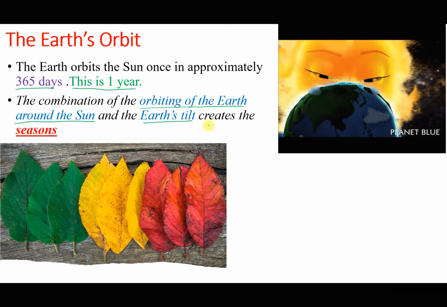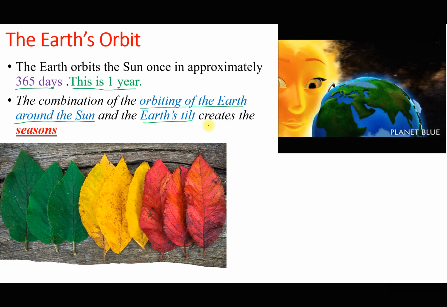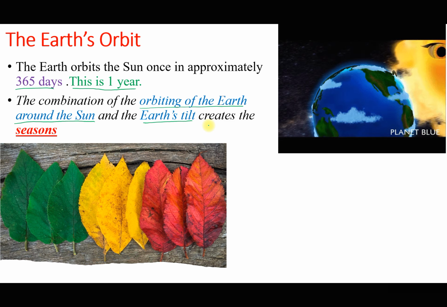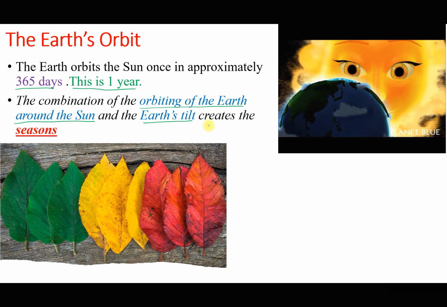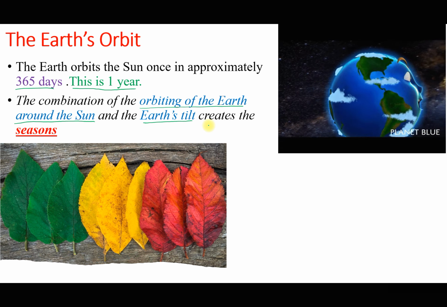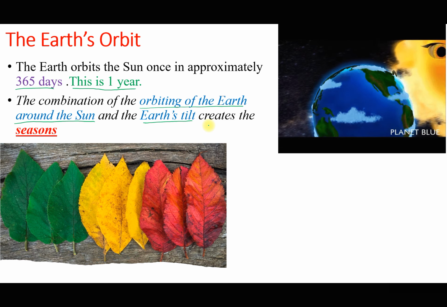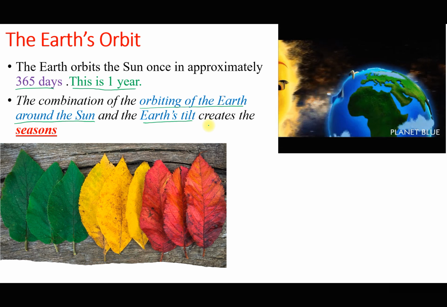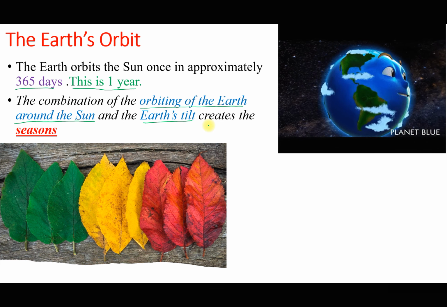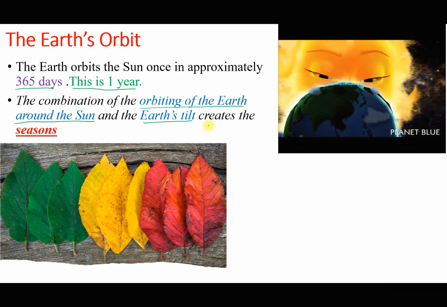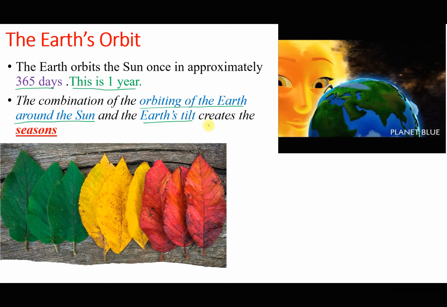So the combination of the orbiting of the Earth around the Sun and the Earth's tilt is responsible for what we call the seasons. The time taken for the Earth to make one revolution around the Sun is approximately 365 days, or simply 1 year. And the seasons are a result of this orbit around the Sun and the Earth's tilt. That's why we have seasons changing throughout the year.